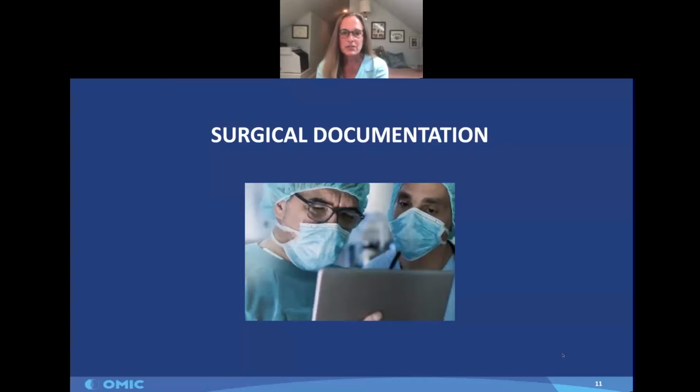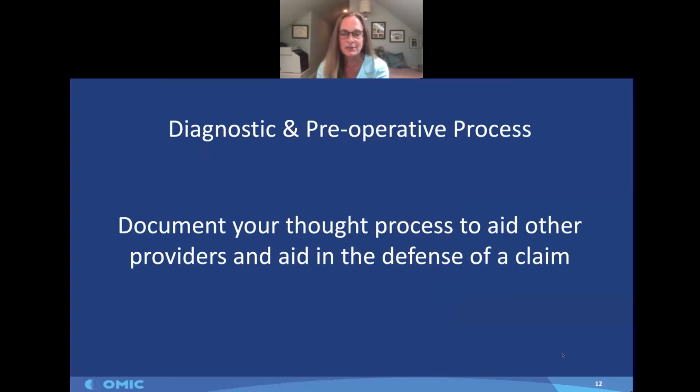So shifting gears, we're going to talk specifically about the things that are important to document when you recommend surgery for a patient. When you recommend surgery for a patient, it's important to document why it is that you think surgery is indicated. What do you hope to fix, and why is surgery the best way to do it? This will aid other providers and also aid you should a claim be filed. It'll aid you in the defense of such a claim.